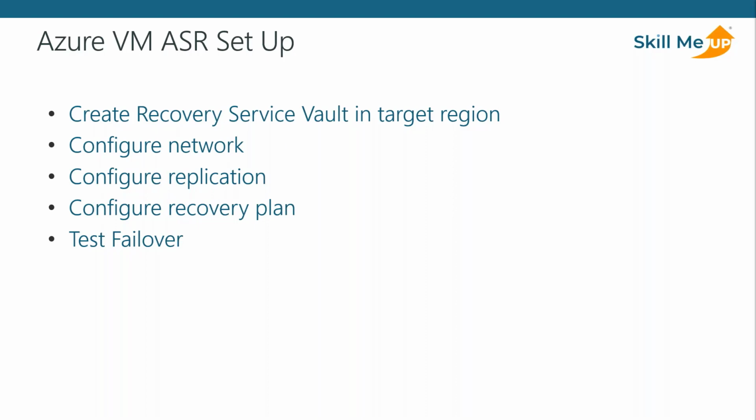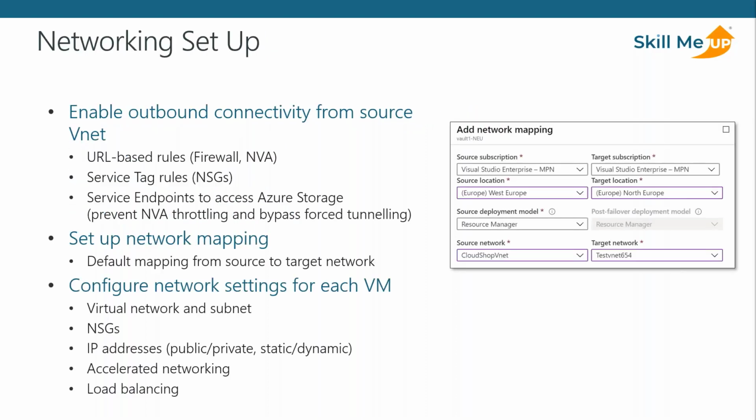And then we talk about the recovery plan. We're going to talk about how we set that up, and that's all about how do I recover my machines? What order do they have to come back up in? Are there any special custom steps required for the recovery? And then when that's all working, and you think it's all good, you can test the failover without doing a real failover, and we'll look at that. So the networking setup.